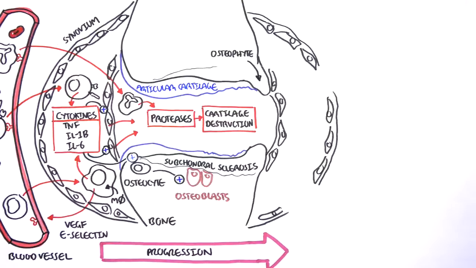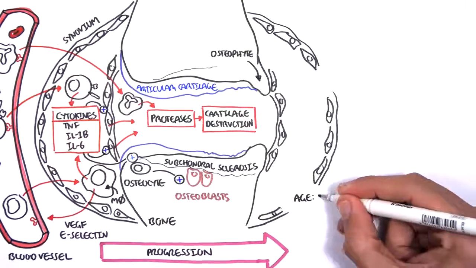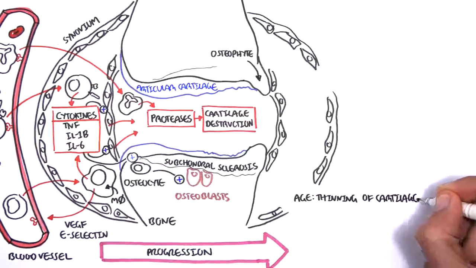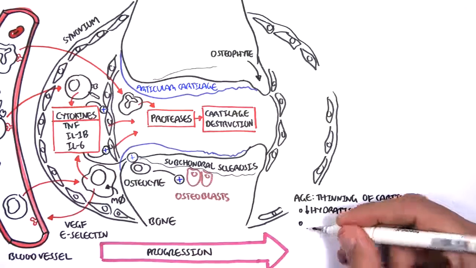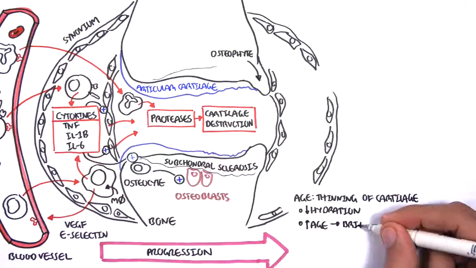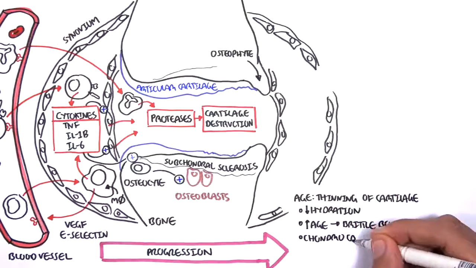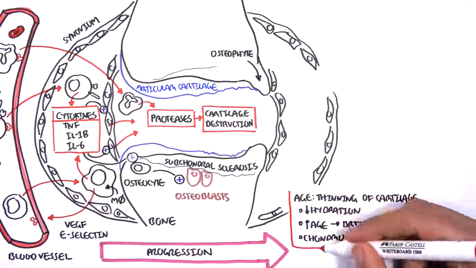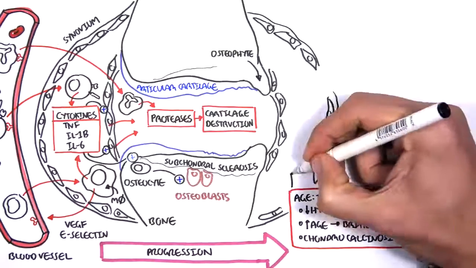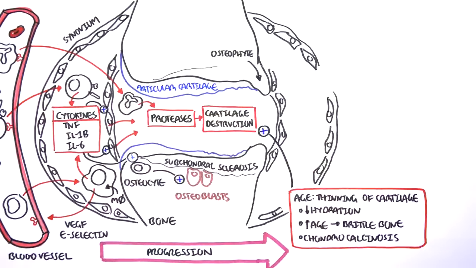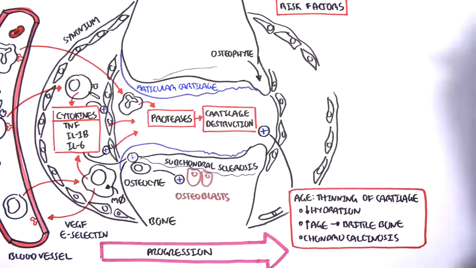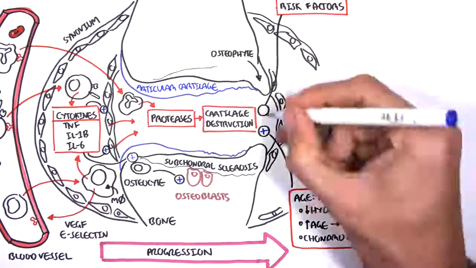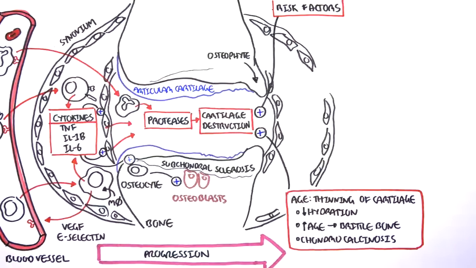It is important to take into account that with age there is thinning of the cartilage, and this is caused by decrease in hydration to the cartilage. Age also leads to brittle bones and chondral calcinosis. All these factors increase the risk and progression of cartilage destruction. It's also important to note that all the risk factors we talked about earlier increase the risks of cartilage degradation and destruction. So previous trauma, joint malalignment, etc.